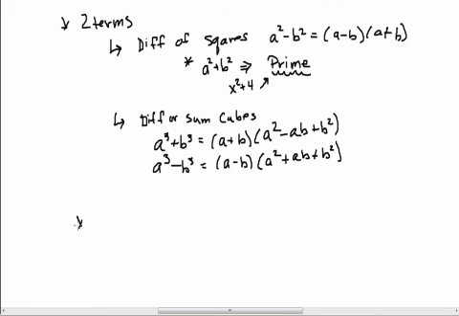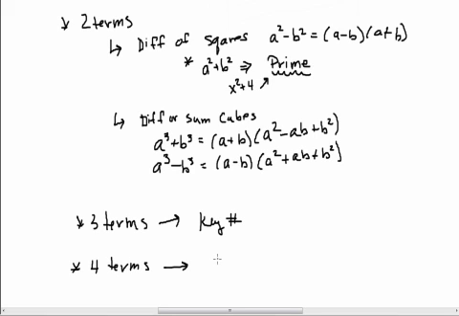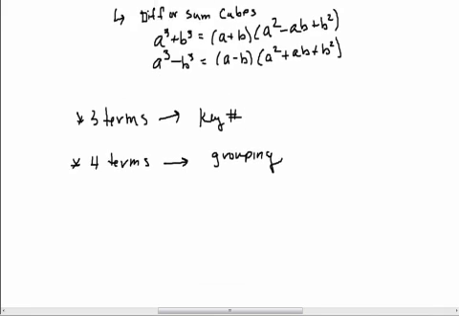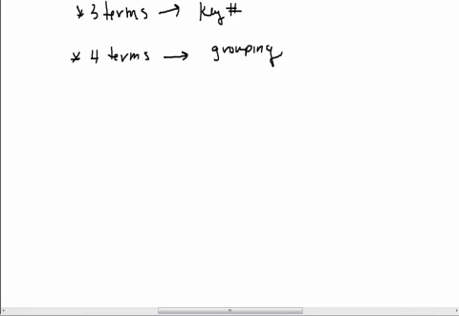If I have 3 terms, that would be a trinomial. We just talked about that in the last video. That's when we're going to use key number. And if we have 4 terms, that's when we factor by grouping. Okay, pretty much the important things here, aside from which technique to use, is always, always, always remember to take out the greatest common factor first, and to keep factoring until each individual factor will factor no further.